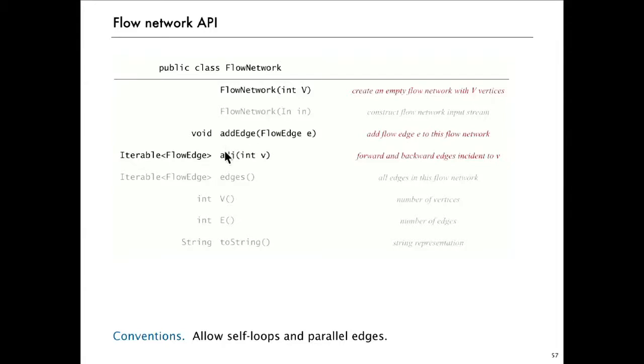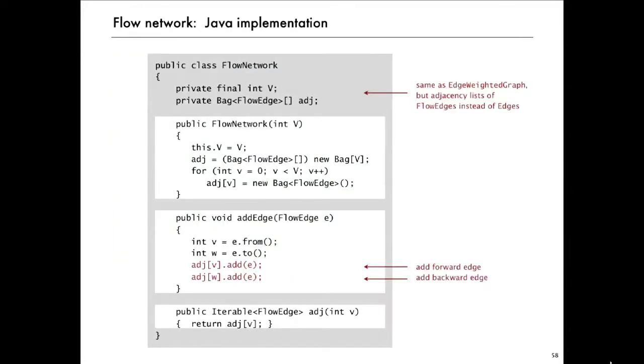And they're going to be built for the client, which is going to be the Maxflow algorithm. It is going to have a method that gives an iterable for every vertex of all the forward and backward edges incident on that vertex. So that client's going to use these basic things. And given everything we've seen, this implementation is pretty straightforward.